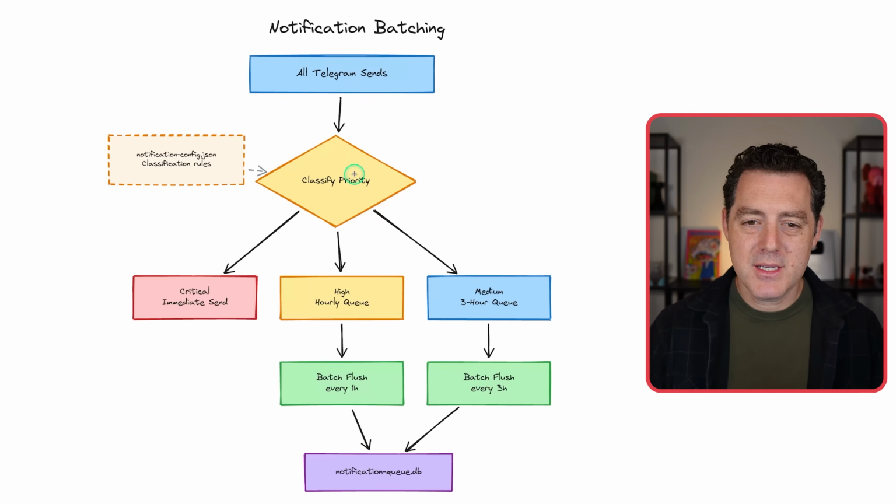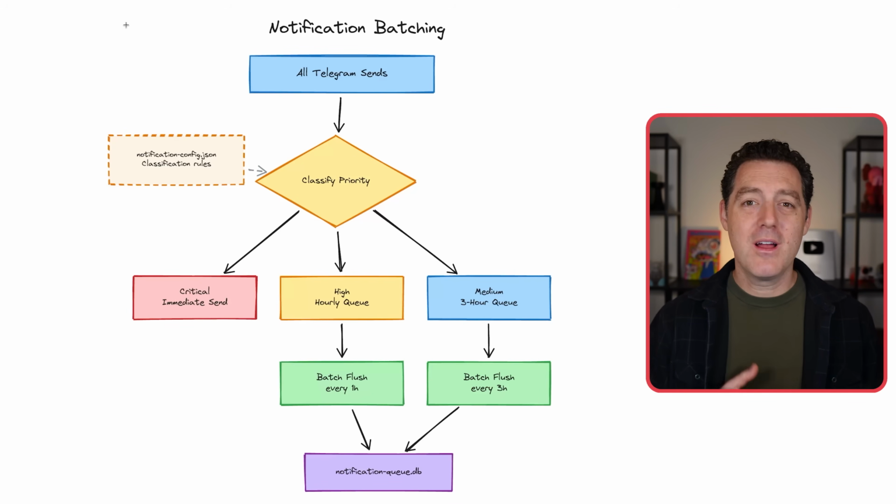All of the Telegram sends get classified, and then it is split into 3 priorities, batches, and then notifies me. And it also stores everything in the notification database. And by the way, if you're not storing absolutely everything, which I'll get to in a moment with logging, you really should be. Store everything.